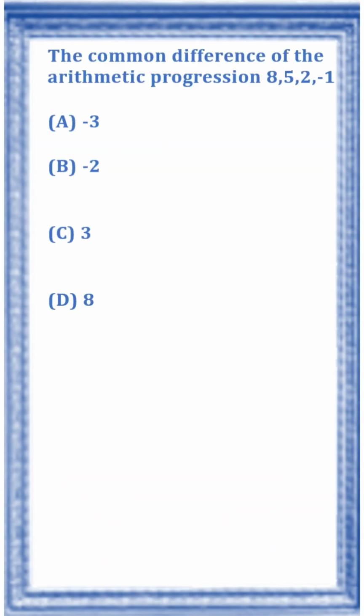Similar question. Common difference of the arithmetic progression 8, 5, 2, negative 1. 5 minus 8 is negative 3. 2 minus 5, that is also negative 3. Minus 1 minus 2, so it is negative 3. So option A is correct.